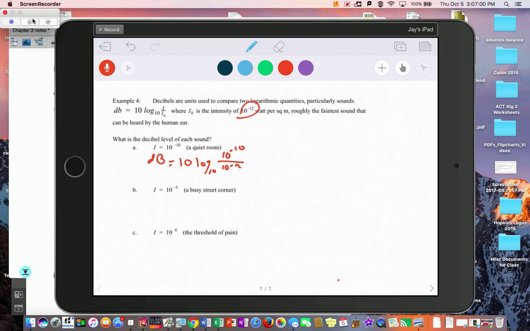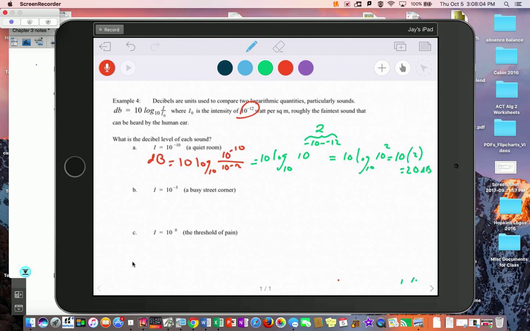And so you can type it into the graphing calculator like that, but when you have an exponent base and the two bases are the same, you have 10 log base 10, and this ends up being 10 to the negative 10 minus negative 12. And so negative 10 minus negative 12 ends up being a positive 2. So now you have 10 logarithm base 10 of 10 squared. Well, log base 10 of 10 squared would leave me with just a 2. So now this is 10 times 2, or 20 decibels.